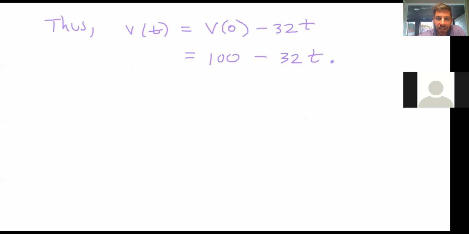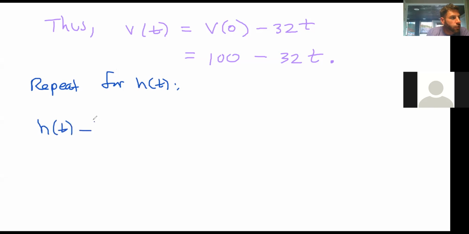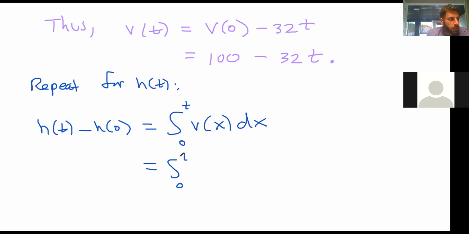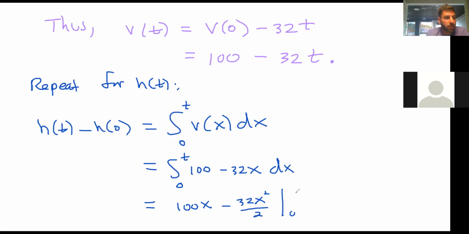Okay, so we're going to repeat the same process, only now we're going to do it to get the height. So the height at any time minus its initial height is the integral from 0 to t of the velocity function. But what's the velocity function? The velocity function is just the one above. And so if we integrate it, you get 100t minus, now this is why I use feet, 32t squared over 2, right, from 0 to t. And when I plug in 0, everything goes away. So what remains is 100t minus 16t squared.